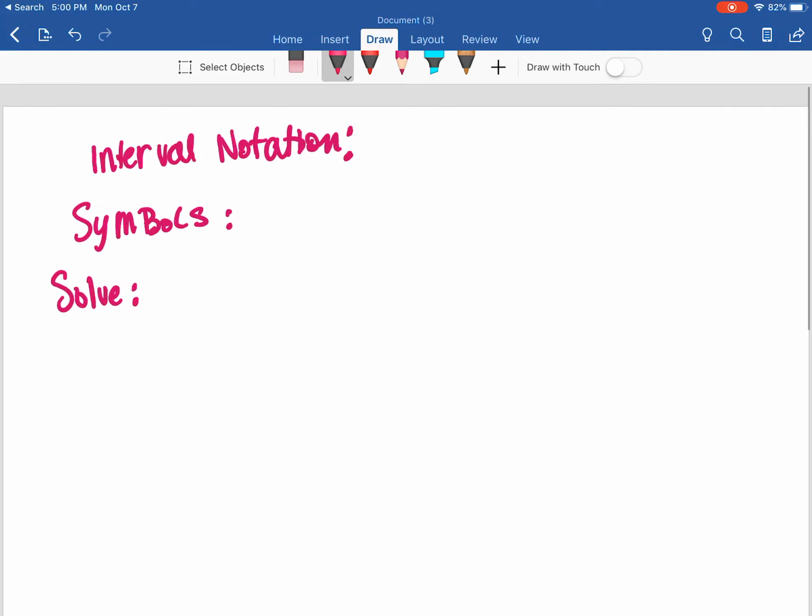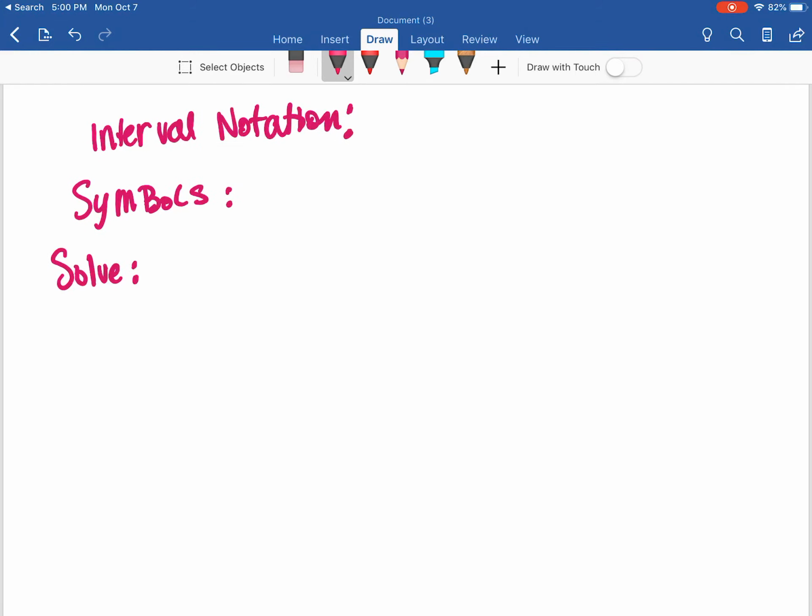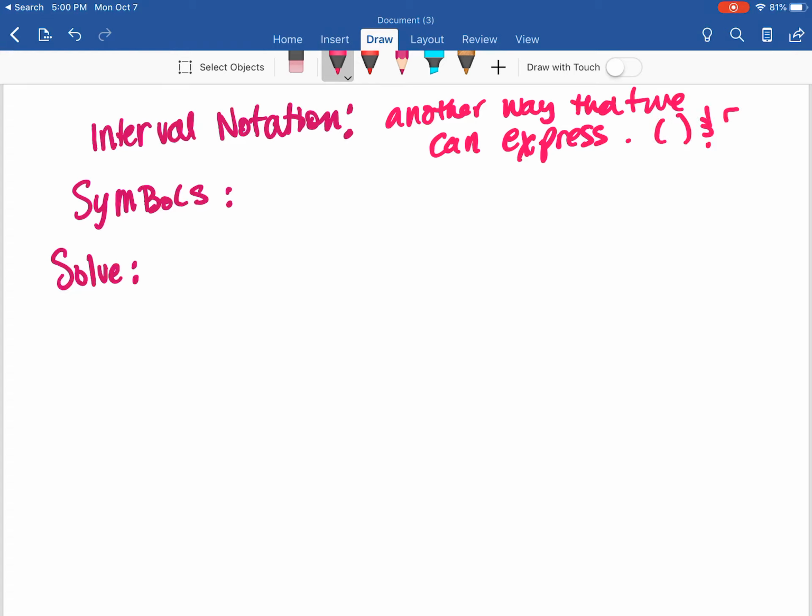Hello, on this episode of Mathematics, we're going to talk about inequalities. And in order for us to talk about inequalities, we're going to talk about interval notation. Interval notation is another way that we can express inequalities. And it uses parentheses and brackets, okay?